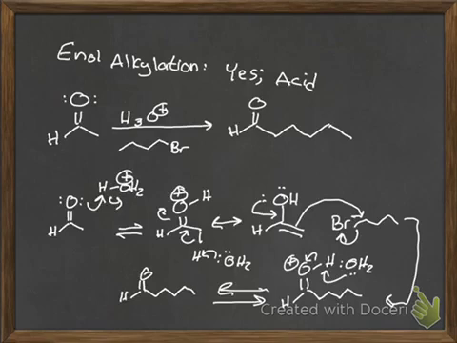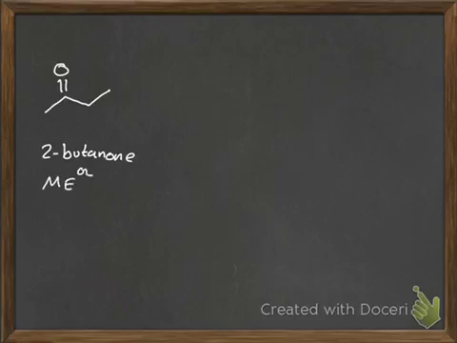Now, this is not going to be some weird example of which one of these will work, because they both will. They will both work. But there's a quirk that goes with each of these. Let's examine what happens if we have an asymmetric carbonyl to start with. Let's say we have this, 2-butanone, or methyl ethyl ketone. And we're going to be doing this through a base pathway.